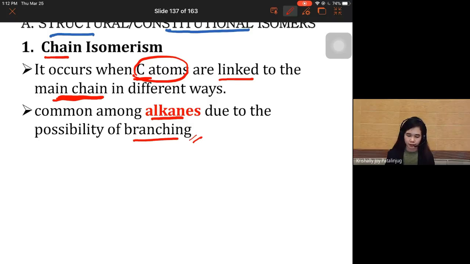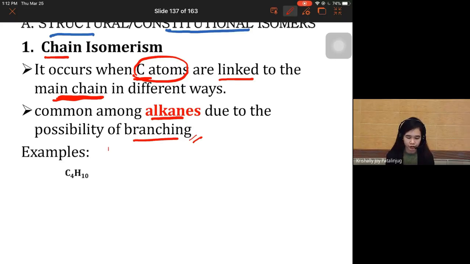Okay, sige. So for example, the given formula is C4H10. Now tell me, can you type in your answer? What do you think is this alkane? What straight chain alkane is C4H10? Very good, butane. Diba?